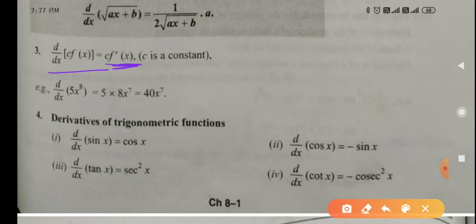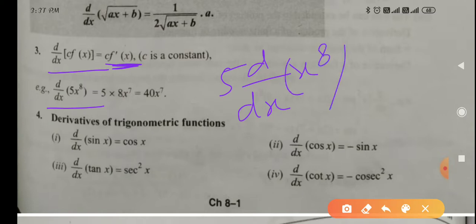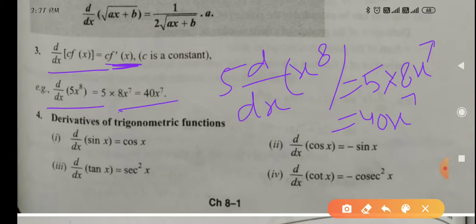One example you can see here: d upon dx of 5x to the power 8. The 5 will go outside, 5 d upon dx of x to the power 8, like this you can write. Now x to the power 8, what will it be? 5 into 8 x to the power 7, so it will come 40 x to the power 7, you can see. So like this you can do.